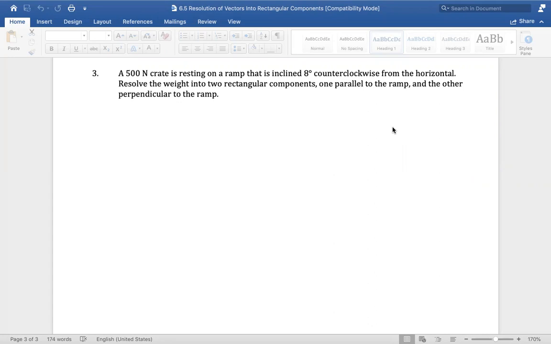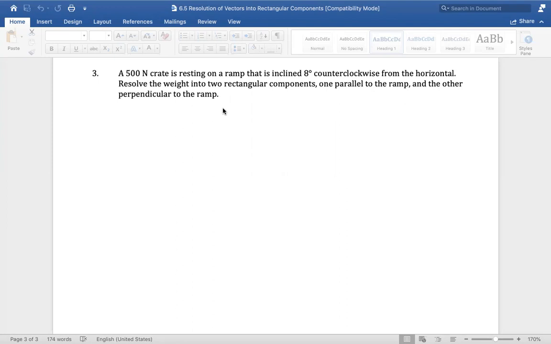So it wants us to resolve the weight into 2 rectangular components, meaning I want the horizontal component of that vector and I want the vertical component. So one that's parallel to the ramp and the other is perpendicular to the ramp. First, the object is resting on a ramp, right? So the crate is already slanted. Our components need to be drawn based on that original state.